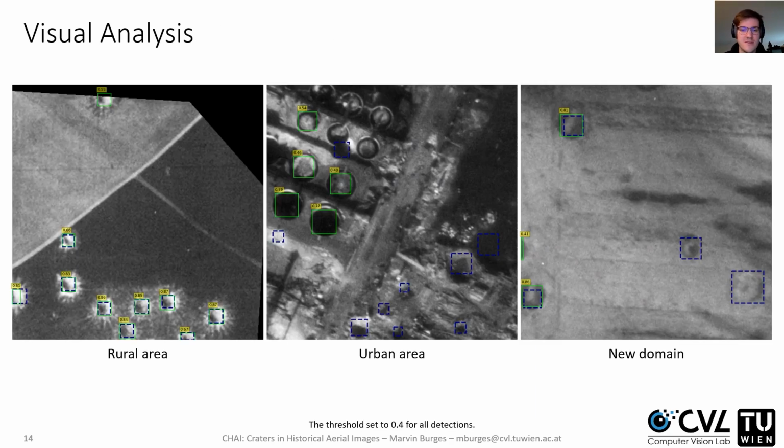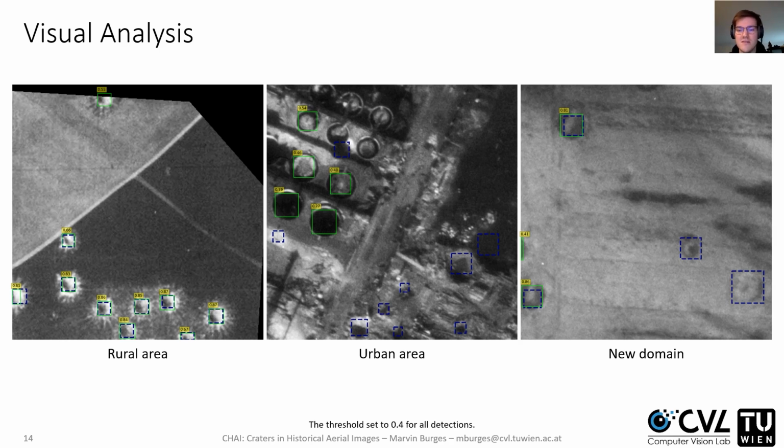Yes, this brings me to the visual analysis. In rural areas, you can see that the model DINO performs basically perfectly. In an urban area, you can see that it doesn't detect anything in this example. However, it confuses these, I believe they are storage tanks or some sewage cleaning structures, and incorrectly detects them as bomb craters.